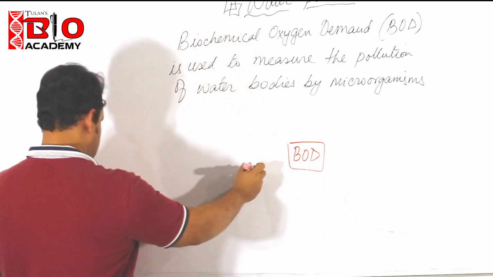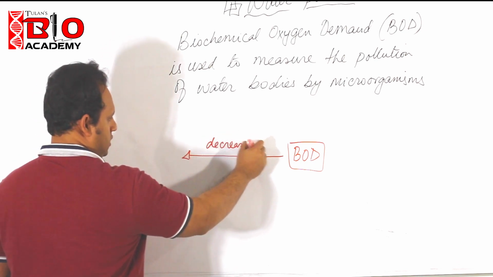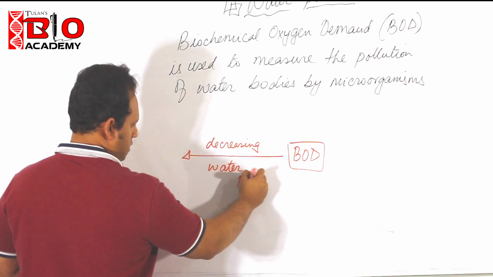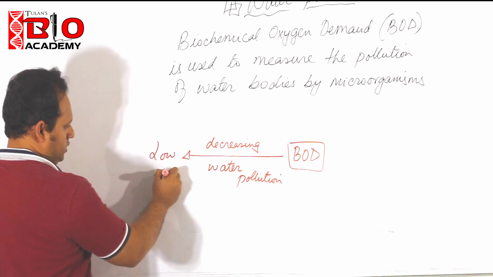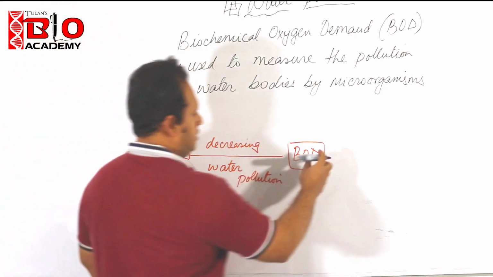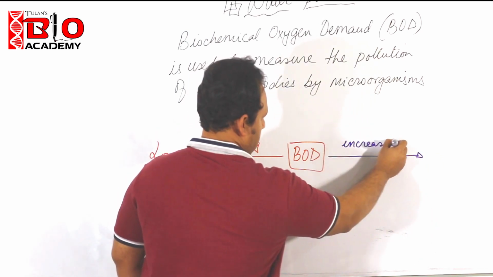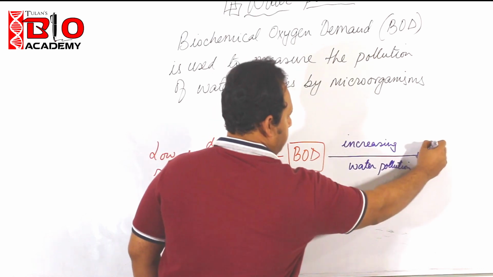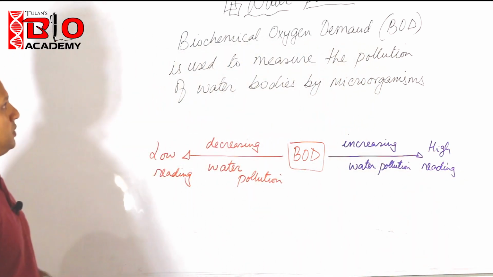So if it's decreasing water pollution, it's going to have a low reading, and if it's increasing water pollution, it's going to have a high reading. So this is about biochemical oxygen demand.